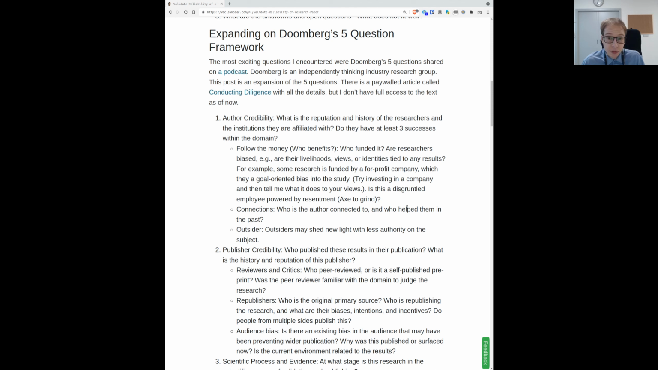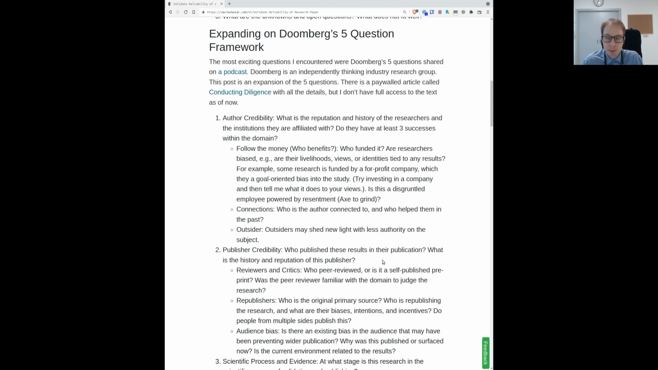Were the peer reviewers even familiar with the topic? Sometimes peer review doesn't necessarily mean that the peer reviewers will understand, and have time to understand, and desire to understand the research. So peer review is not perfect.